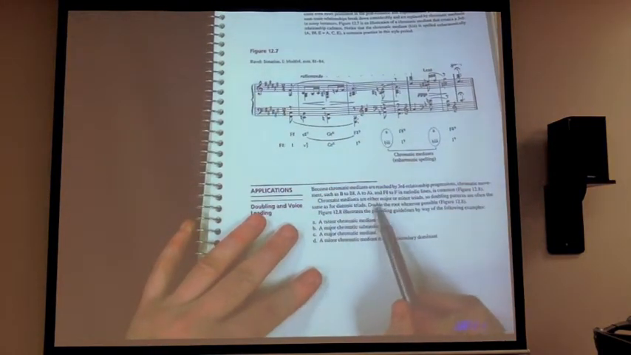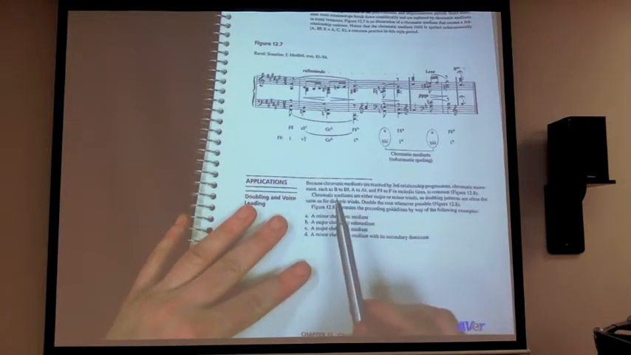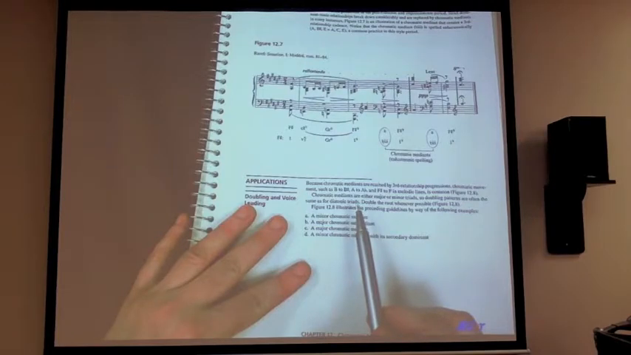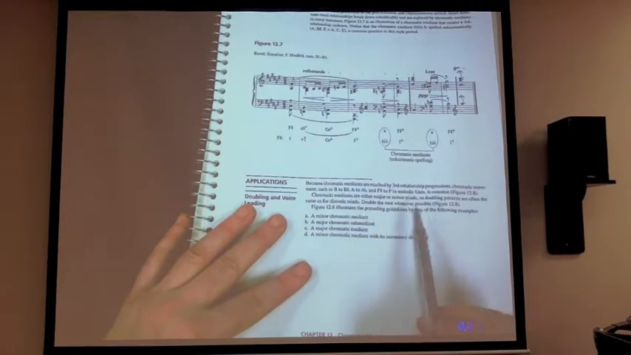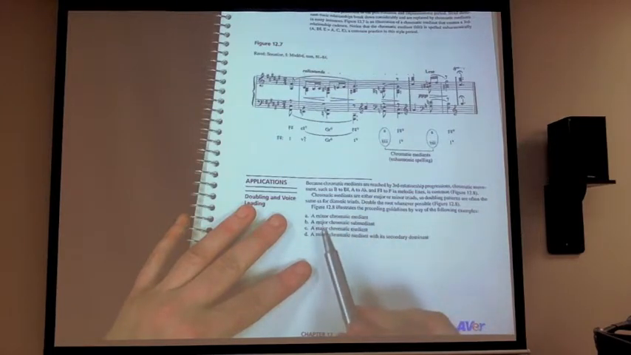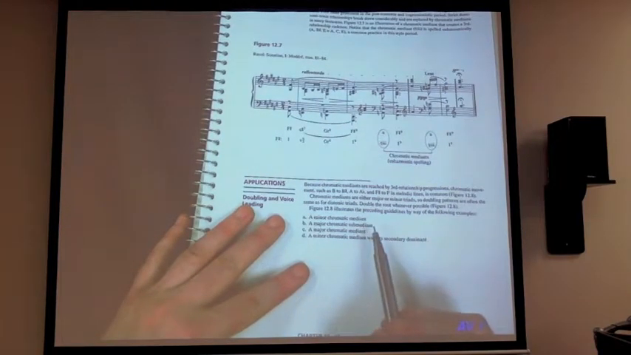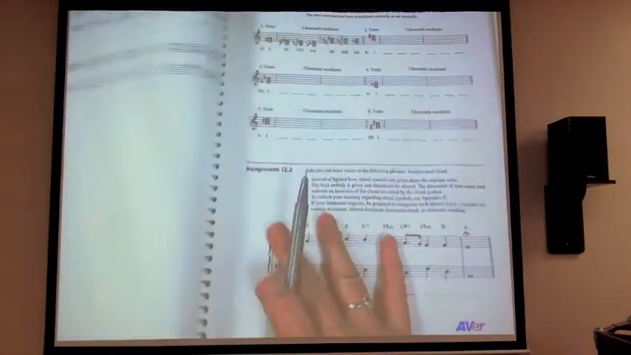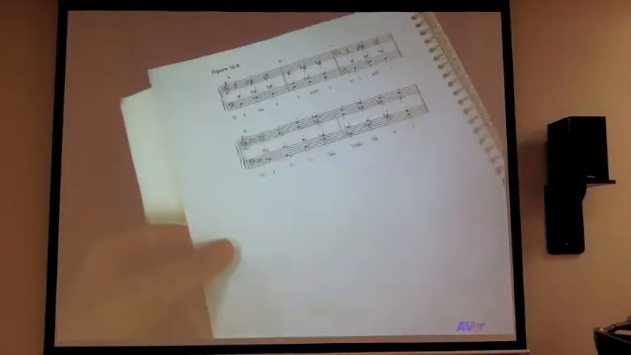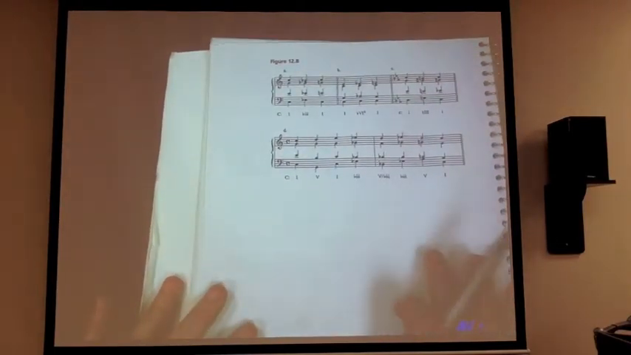Chromatic mediants are either major or minor triads generally, so doubling patterns are often the same as for diatonic triads. So treat them like a normal triad. Double the root whenever possible. Otherwise, you're going to double the third generally. Try to avoid doubling the fifth. So you can see here how they are doubled.